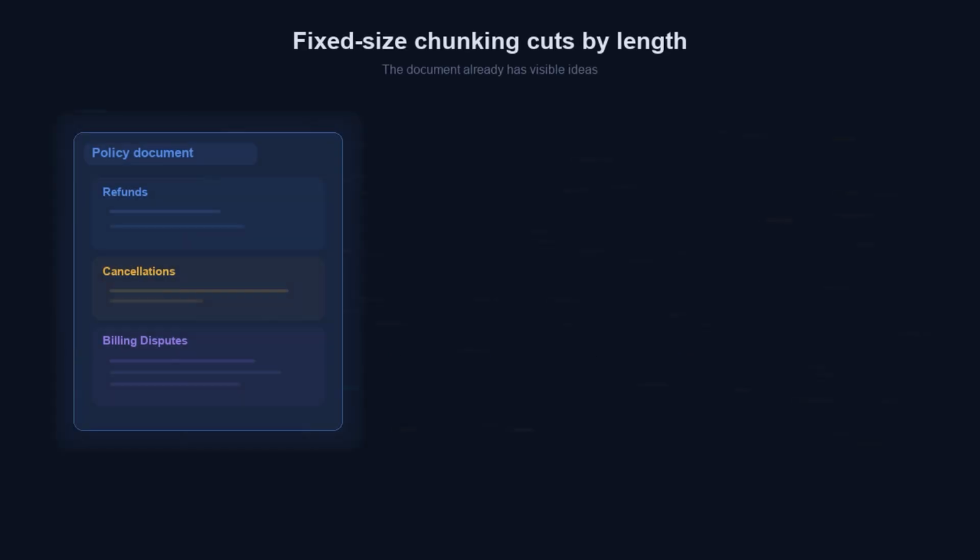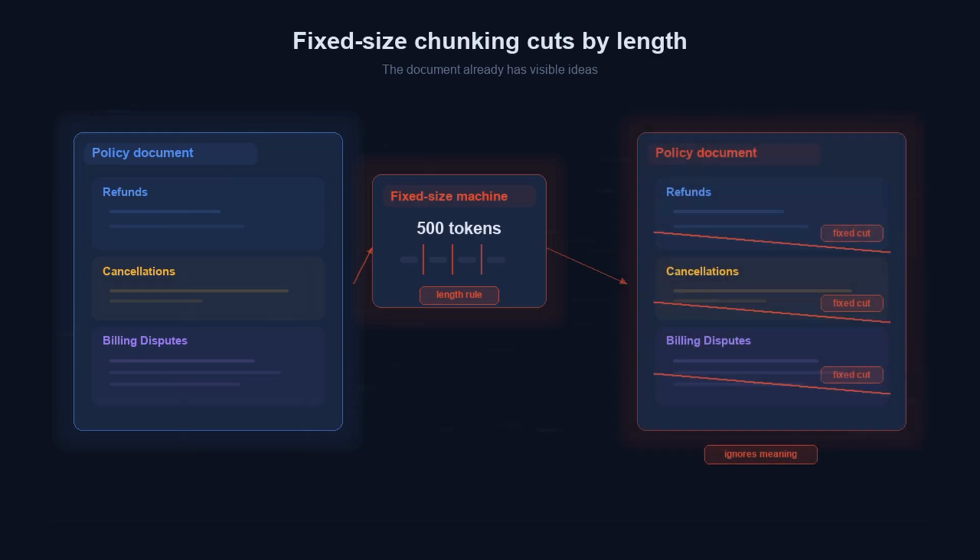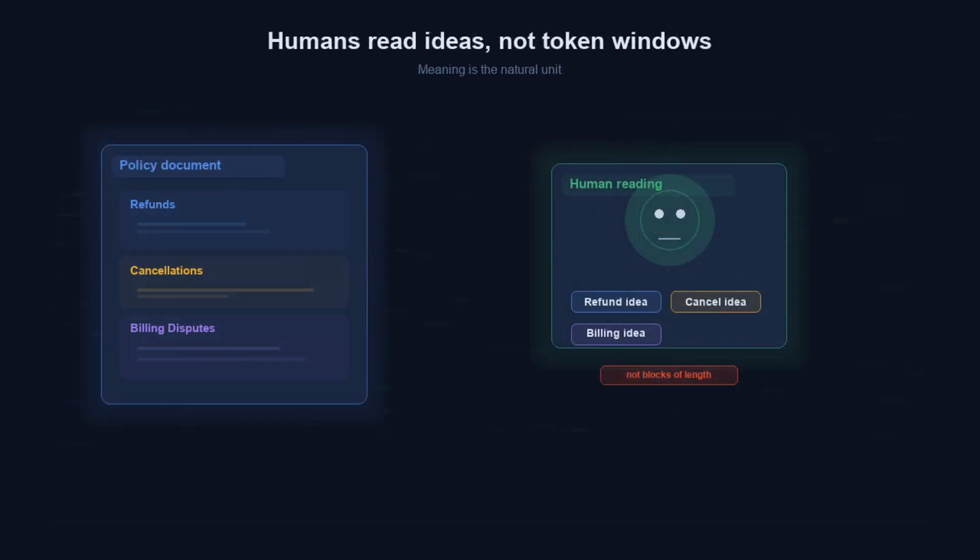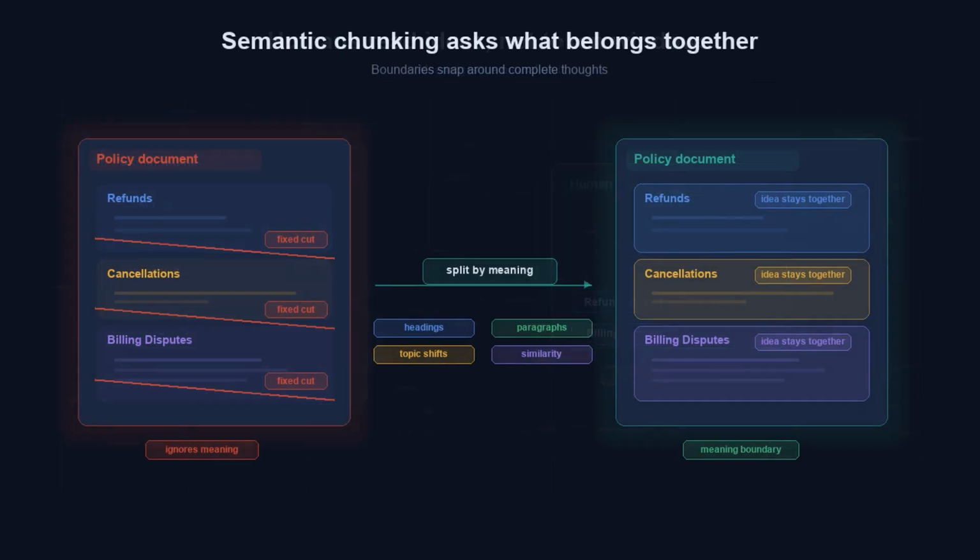It is a patch for one specific problem: information being split across edges. It does not guarantee that each chunk represents a meaningful idea. A more careful approach is semantic chunking. Instead of splitting text every fixed number of tokens, we split based on meaning. For example, a document might contain a section about refunds, then a section about cancellations, and then a section about billing disputes, etc. Semantic chunking tries to keep each idea together.